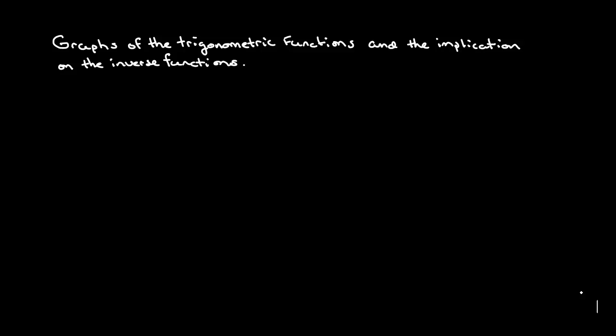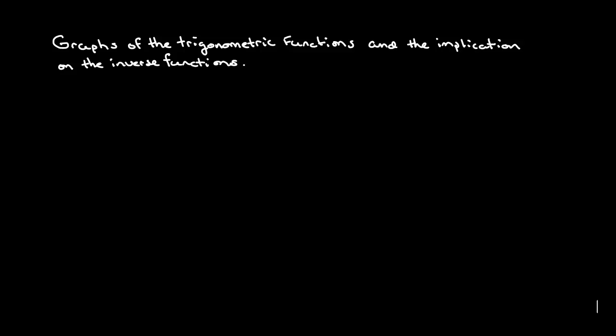In this video, we're going to take a look at the graphs of the original trigonometric functions. So that includes sine, cosine, tangent, cotangent, and then we'll look at cosecant and secant as well. We'll take a look at how those graphs impact our decision for how we're going to restrict the inverse functions. So let me go ahead and show you here.